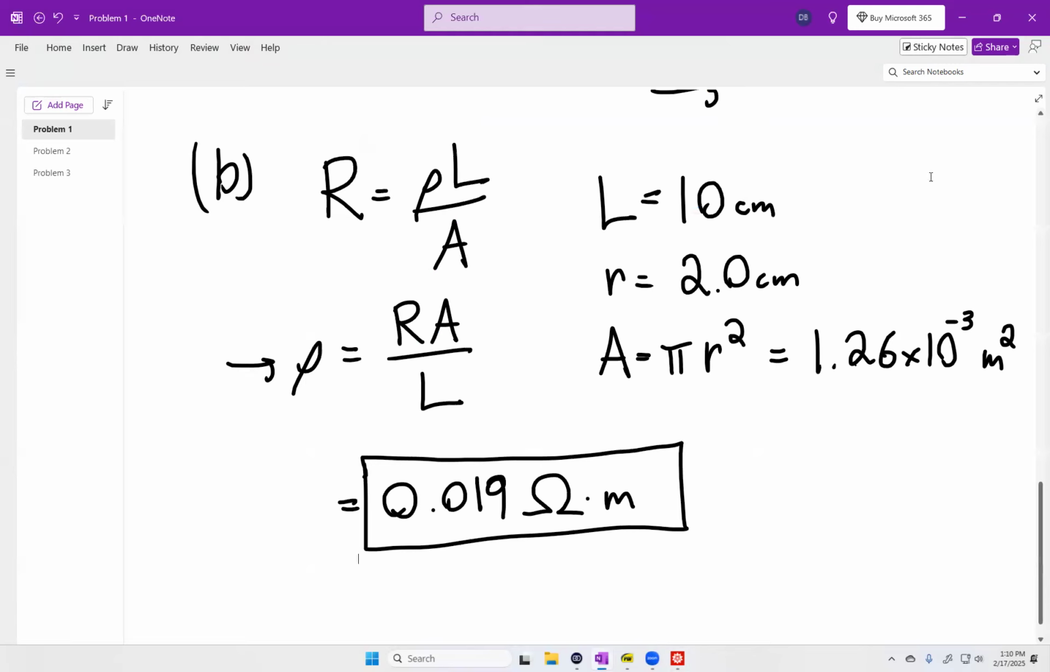Okay, which is a relatively high resistivity for a conductor, right? If we were to compare this to something like copper, this is a very large resistivity, but compared to something like seawater or another electrolyte solution like that, this is a pretty reasonable answer.